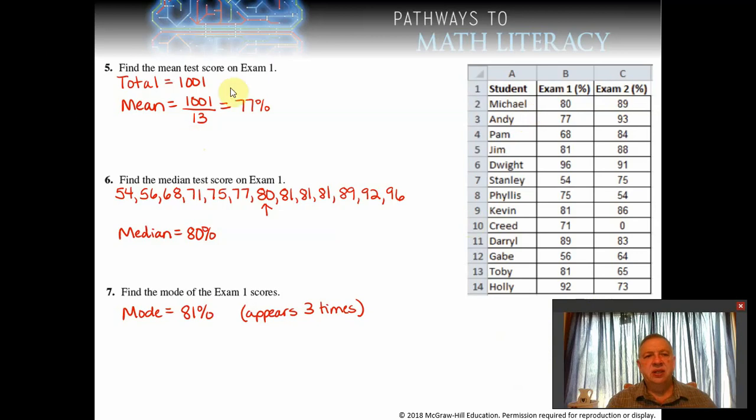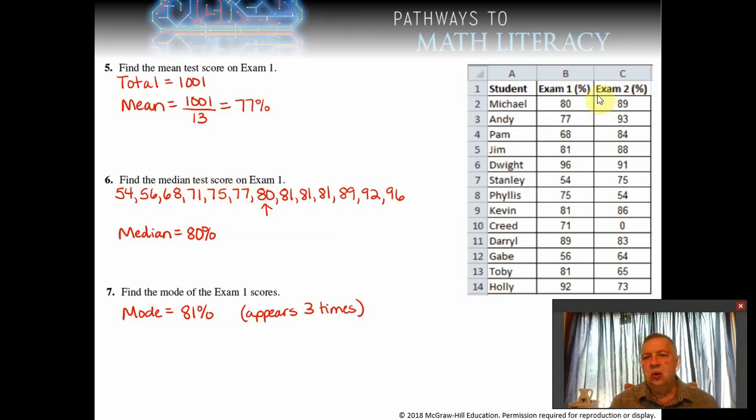So here's some things I can do. Find the mean test score in exam 1. Here's a table. What I'm going to do is add up all of the numbers in the exam. They total to 1001. I have 13 numbers in the list, so I divide by 13. My average is going to be 0.77 or 77%. Again, these are exam scores in percent.